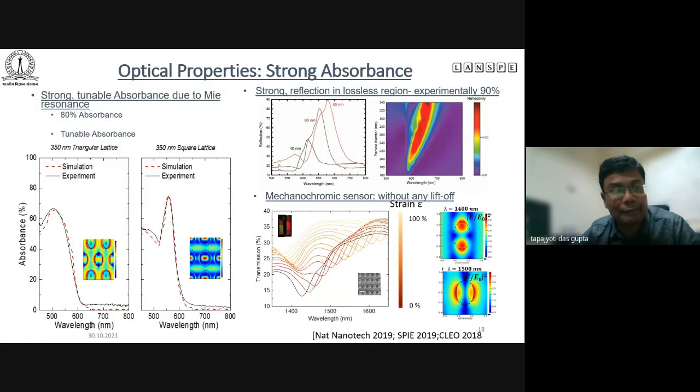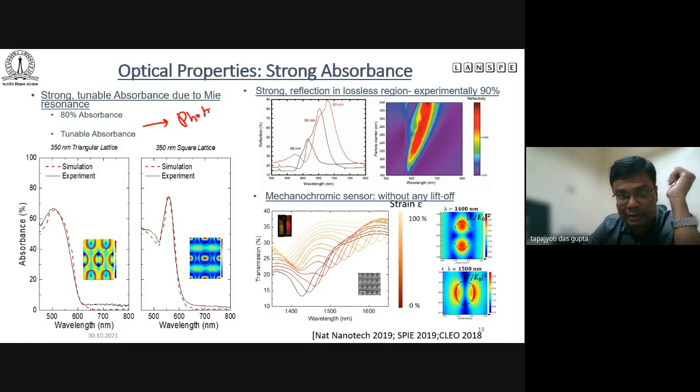So with this, I'll come quickly, as the time is running out now, it is already 11:50. So I'll show two applications. One is using this, you can get strong absorbance, like around 80%. You can tune to get 100% also. 100% reflection for displays, right? So you can find application in reflecting displays. Absorption can be used just by having the resonance mean scattering, and it can be used in photodetectors, for example, right? You need highly absorbing materials.